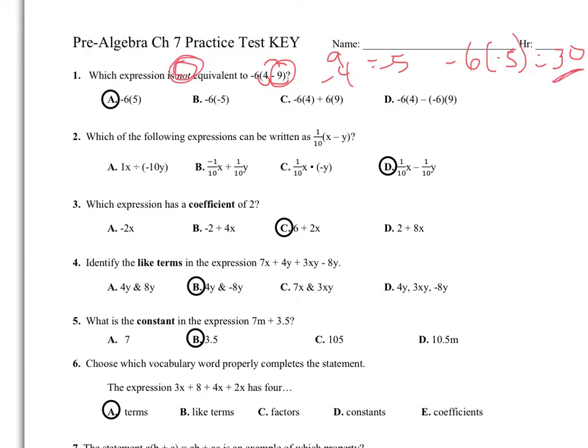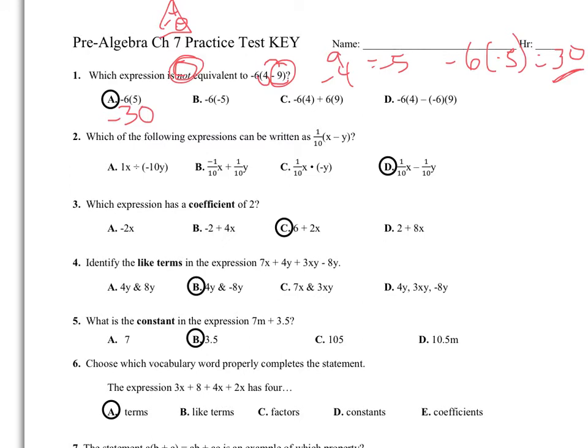Okay, so a negative 6 times 5, well, a negative times a positive is a negative. So 6 times 5 is a negative 30. So right away we found our answer that was not equivalent.